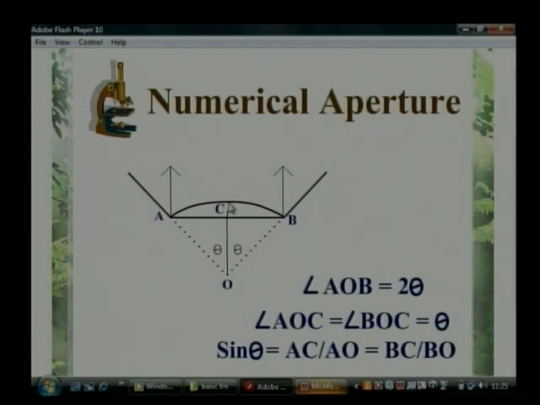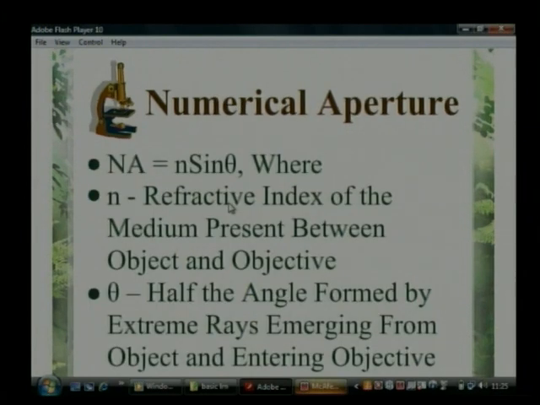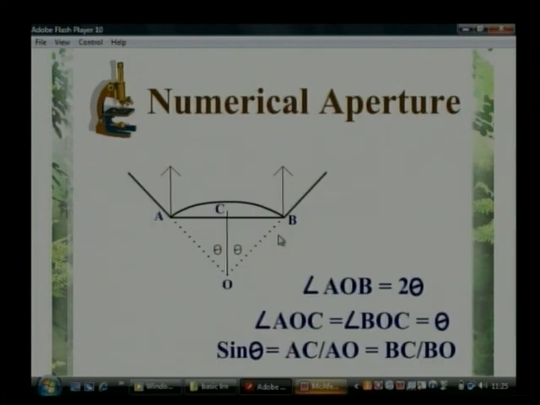Now, the formula of numerical aperture, as we have already seen, tells us that numerical aperture is equal to n sin theta. n is the value of the refractive index, and then we come to the sin theta value, where sin theta, as you can see here, is the opposite side divided by the hypotenuse, that is AC divided by AO or BC divided by BO. This gives us the idea regarding the numerical aperture.